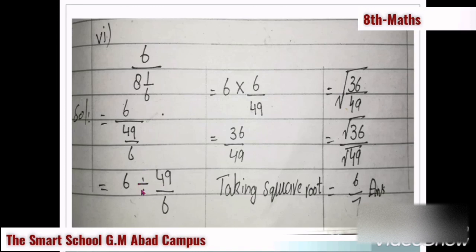Next we convert this division into multiplication. When we convert division into multiplication, the next fraction becomes its reciprocal. 6 becomes the numerator and 49 becomes the denominator. So here we have 6 multiplied by 6 over 49, so 6 sixes are 36 over 49. Now this is the simplified form of this fraction. Now taking the square root of 36 over 49, applying the square root separately on both. We know the square root of 36 is 6, and the square root of 49 is 7. This is the answer. Thank you.